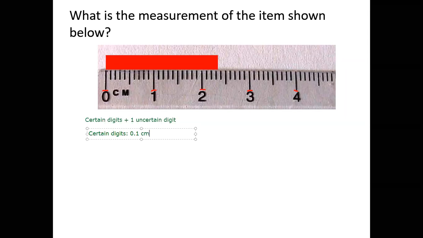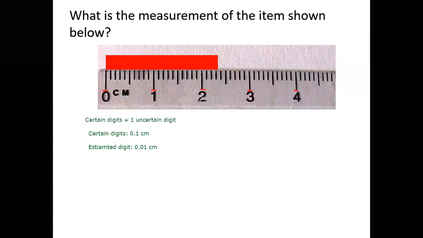So our estimated digit should go to the hundredths place, because that's to the right of the last certain digit. So for our certain digits, we know for certain that it's 2. We know that for certain. We know it's 2.1, 2.2, 2.3. So our certain digits is 2.3.